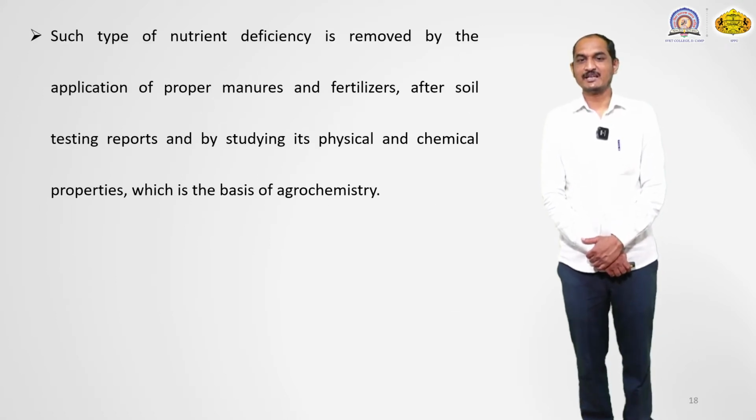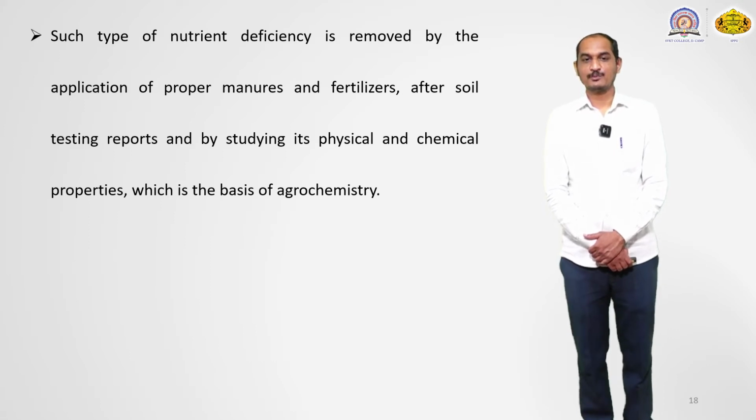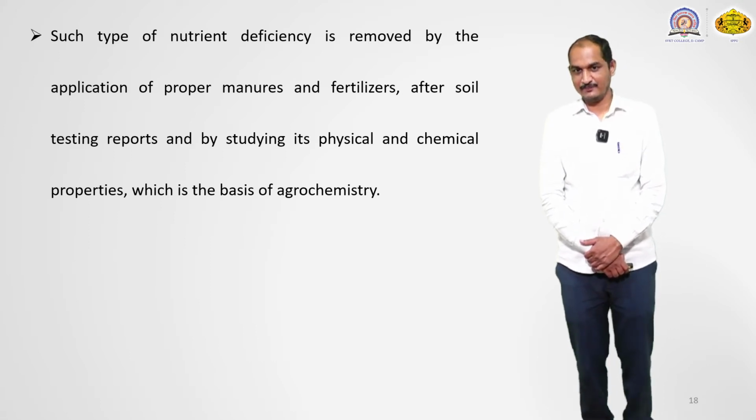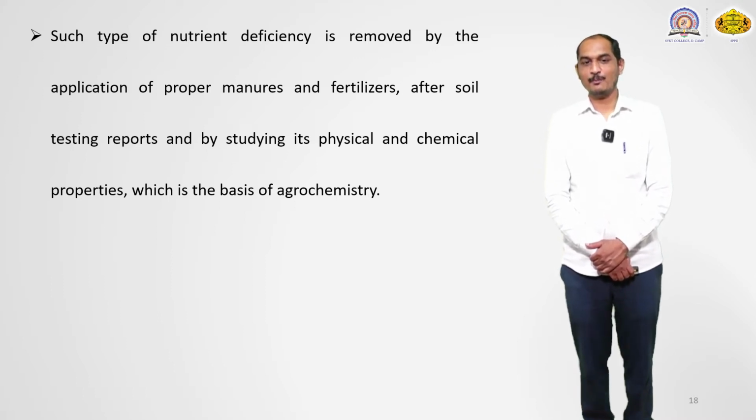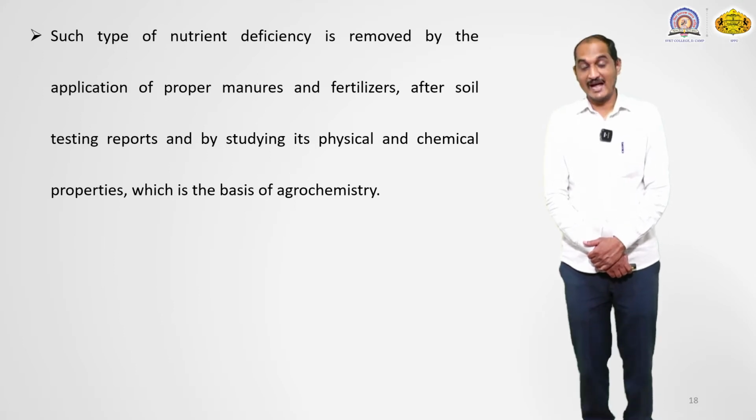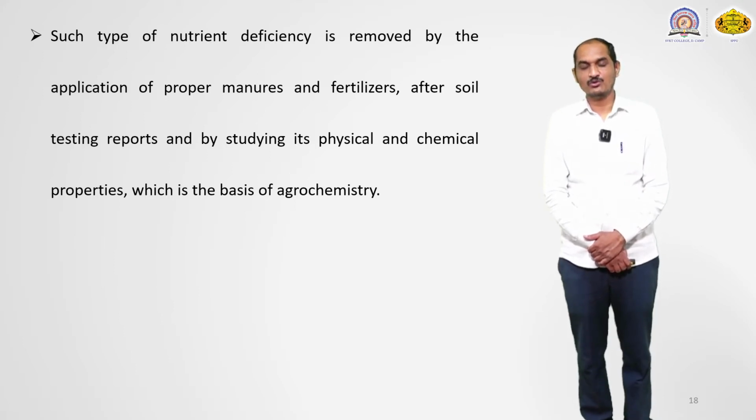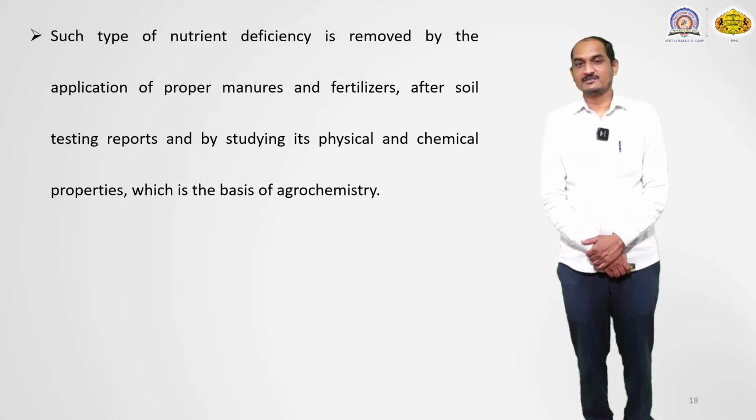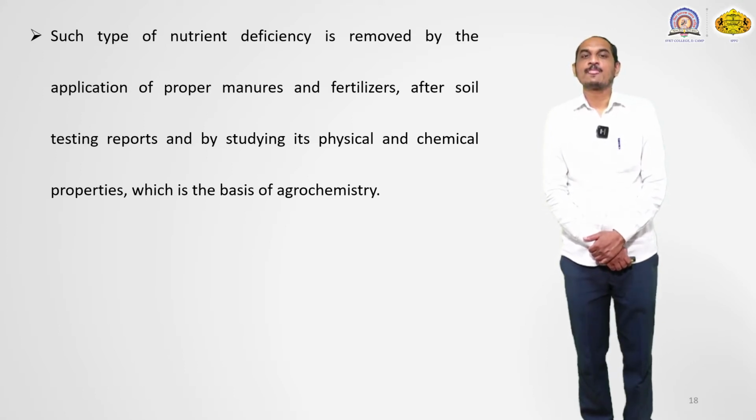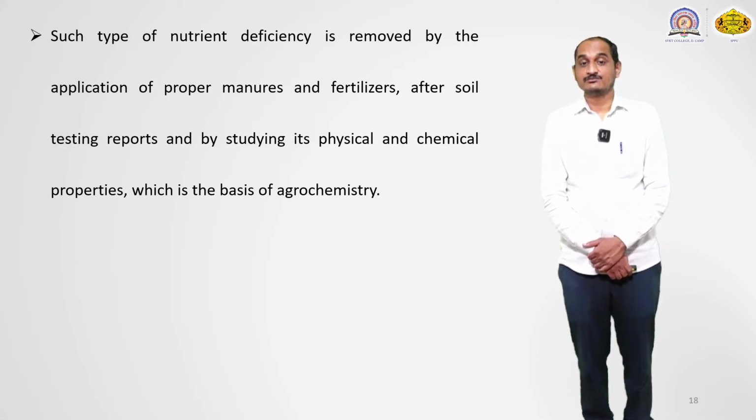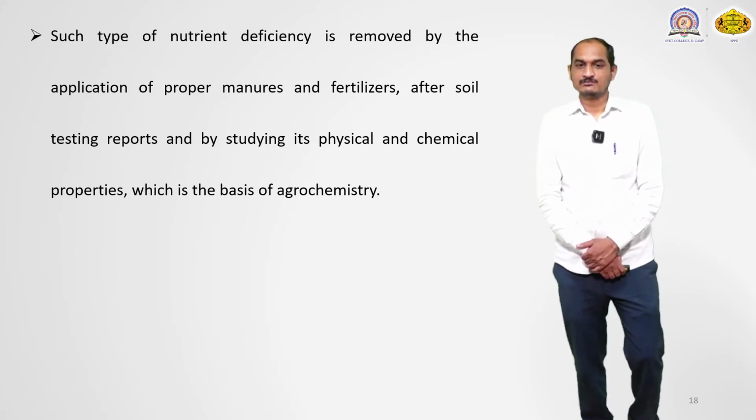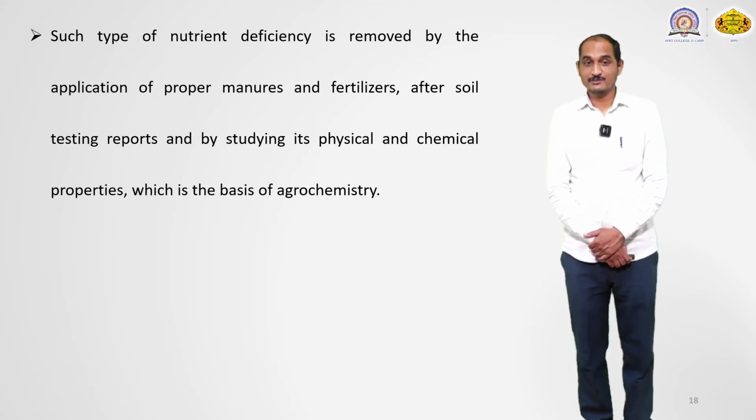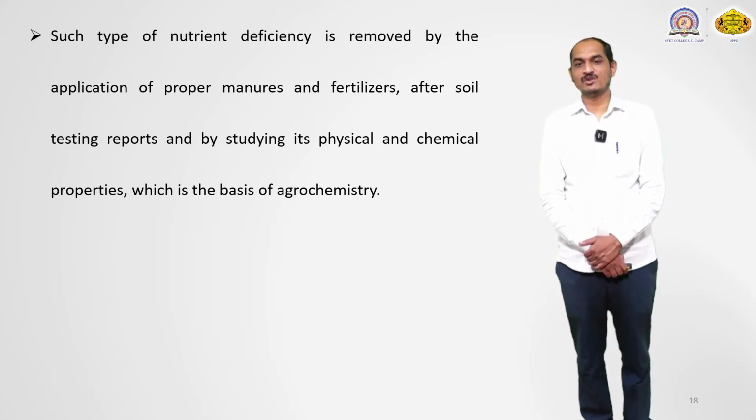Such nutrient deficiency is removed by the application of proper manures and fertilizers, after the soil testing report and by studying its physical and chemical properties, which is the basis of agrochemistry. First, to fulfill the deficiency of all these nutrients, we have to analyze or study the soil. Testing of soil, and then the nutrient deficiency is removed by application of the proper manures and fertilizers.